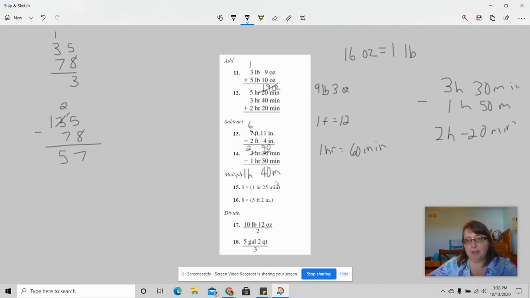So whenever we're thinking about addition and subtraction, we should think about what we do with regular numbers. The only thing is what we're borrowing or carrying is going to be based on the units, the unit conversion between the two. So minutes to hours is going to be based on 60. Pints or pounds to ounces is going to be based on 16. So you just have to keep that in mind.